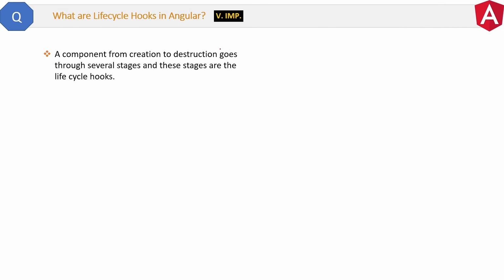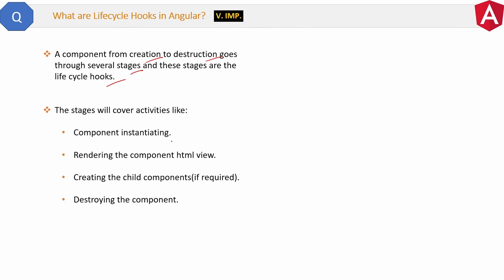Here is the question: what are lifecycle hooks in Angular? This question is very important and it is asked in many interviews. So what are lifecycle hooks basically? In simple English, a component from creation to destruction goes through several stages, and these stages are the lifecycle hooks. These stages cover activities like instantiating the component, rendering the component HTML view, creating the child components if required, and finally destroying the components.